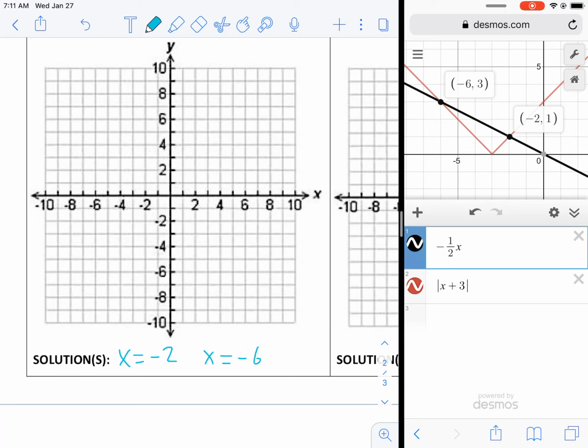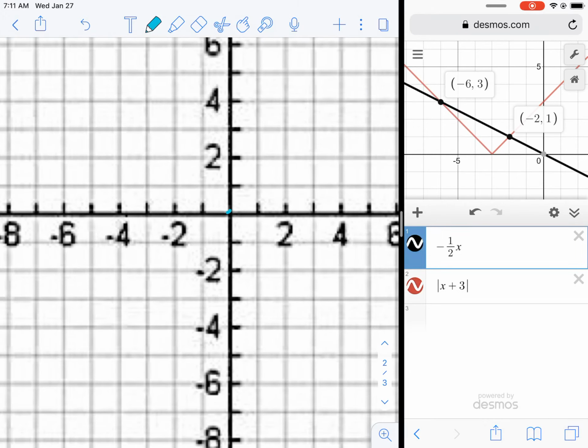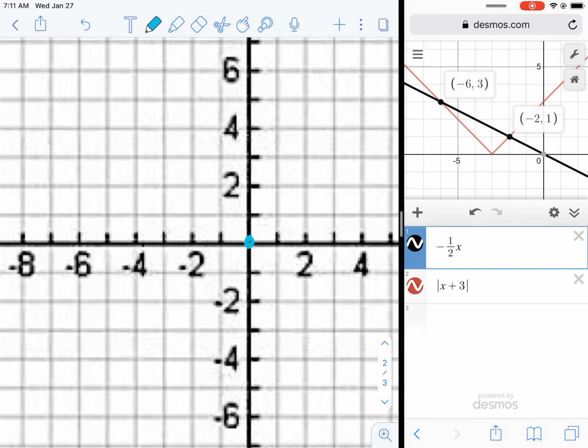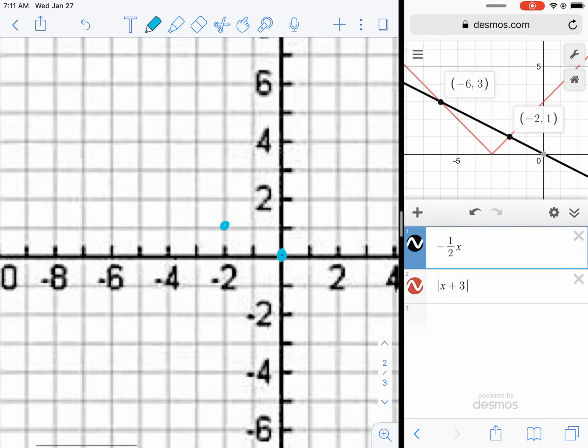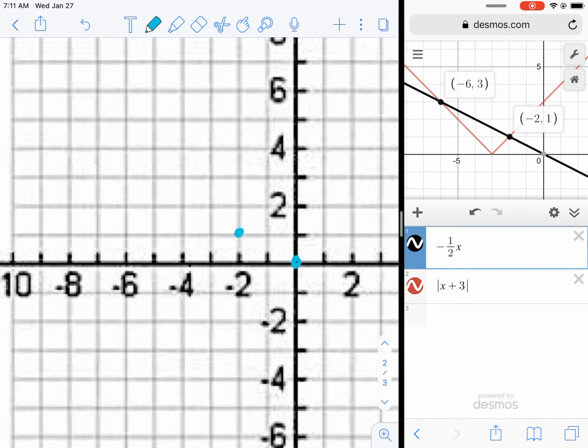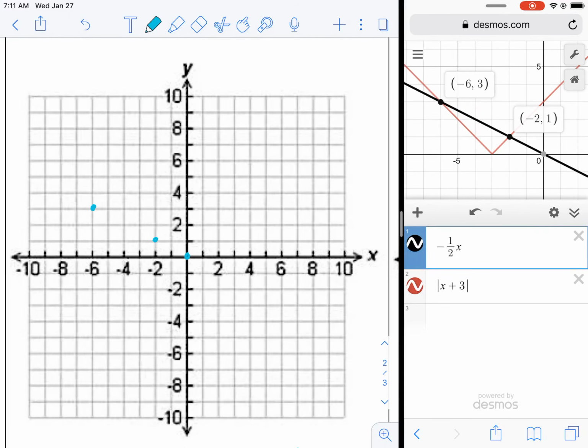So the question is, can you get this accurately onto your graph? I mean, you should be able to. X equals negative 2, 1. We know that's an intersection point. And negative 6, 3. We know that's an intersection point. So can you graph this line?